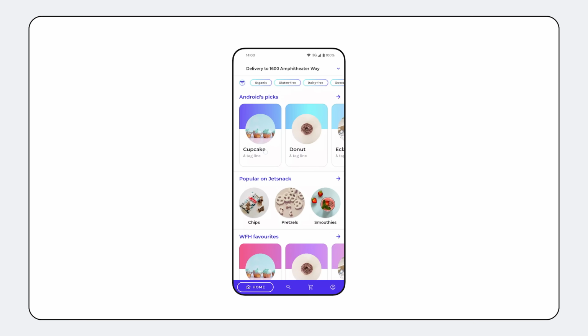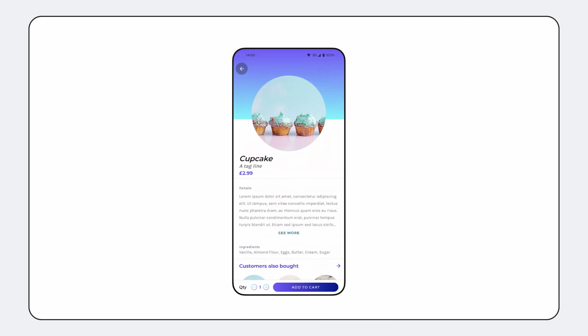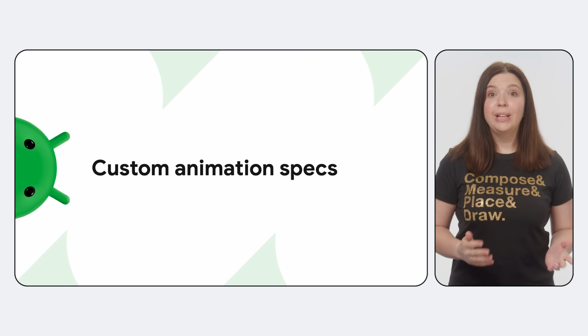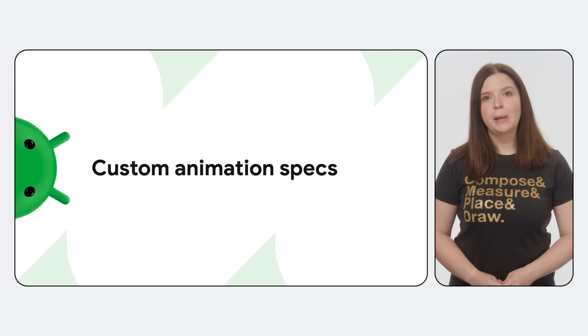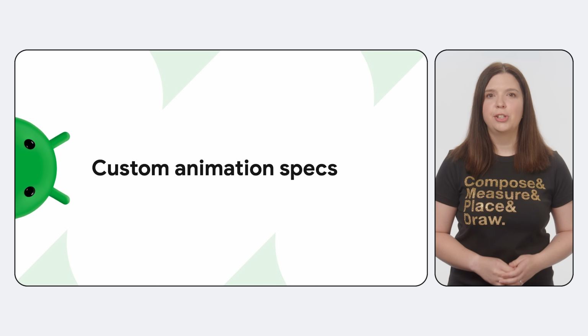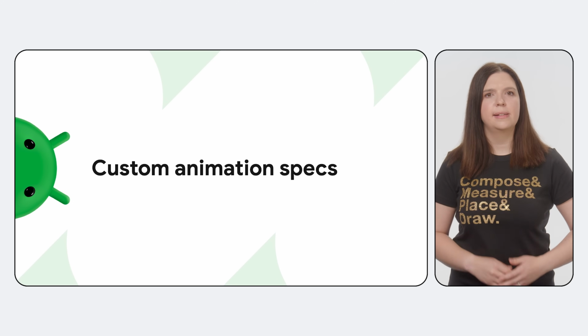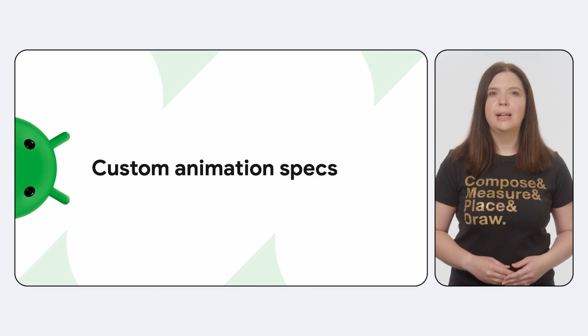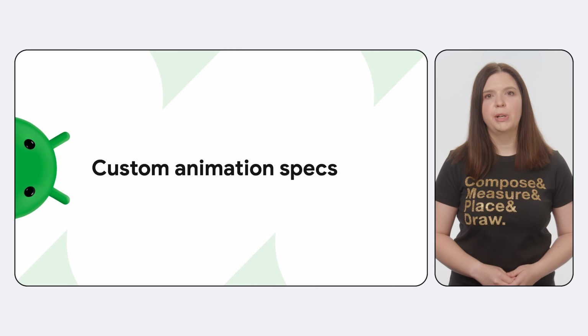And with this, we can see that there is a nice simple shared element of the image between the snack and the details screen. Of course, though, we want some more. We'd like to be able to set a custom animation spec, to be able to define how the animation should transition between the start and end state. We'd like it to be a little bit more expressive with a custom spring spec.